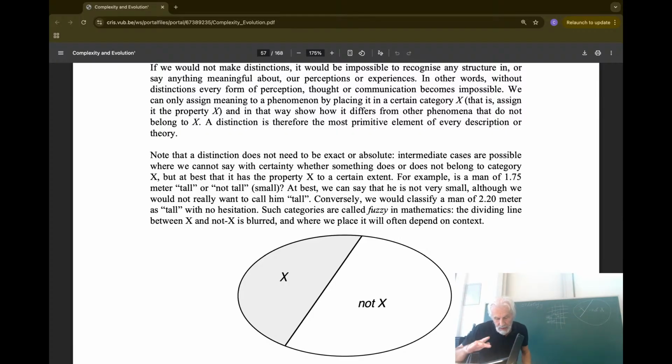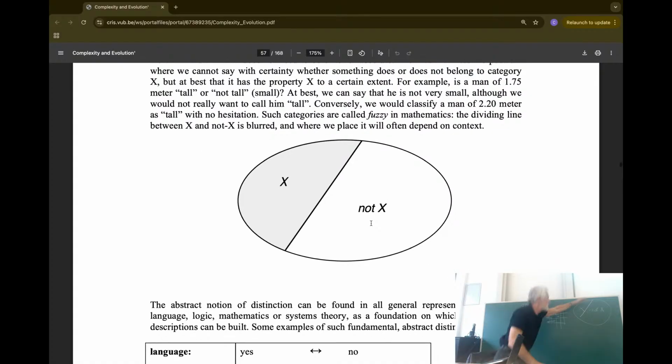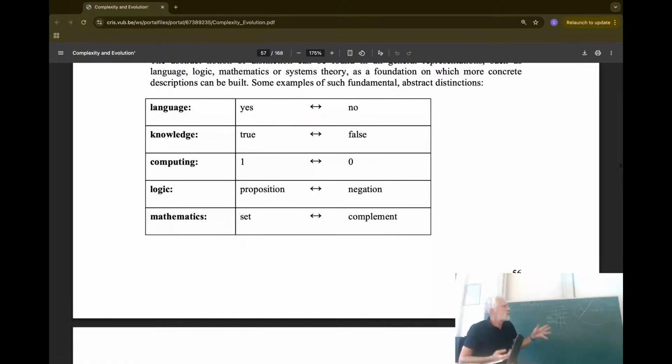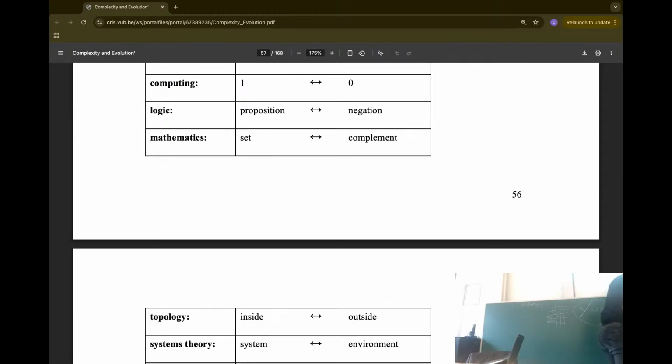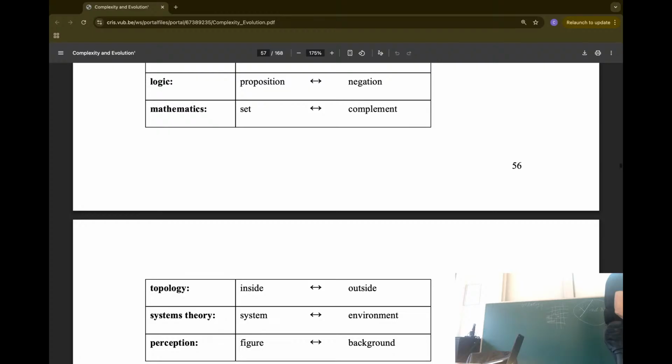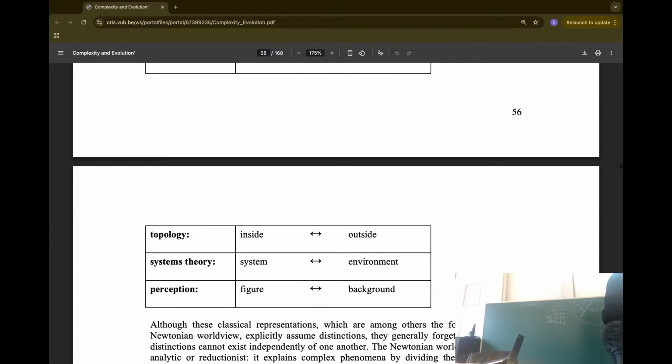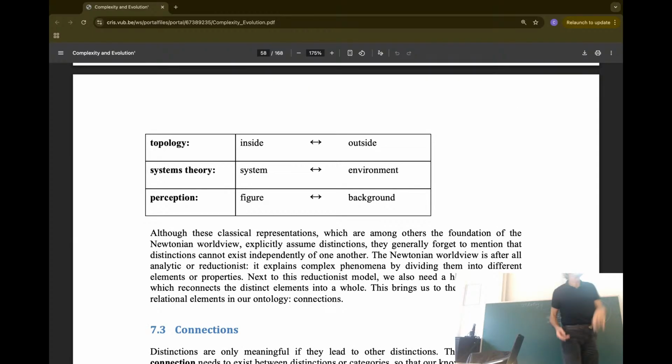When I'm thinking about topology, which is a branch of mathematics, you speak about insides and outsides. Inside X, outside X. An object, let's say that blackboard, everything else is the background. It's called the figure, the thing I perceive, and the background.